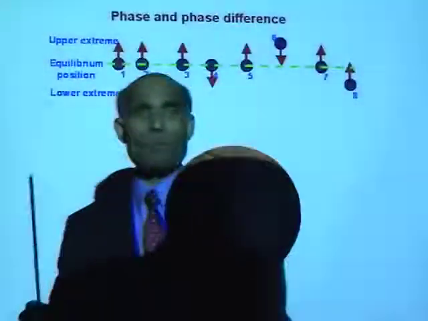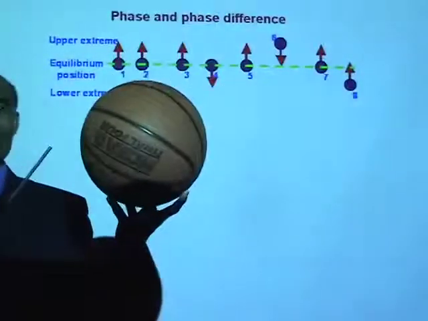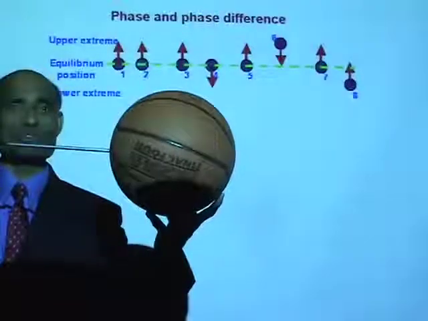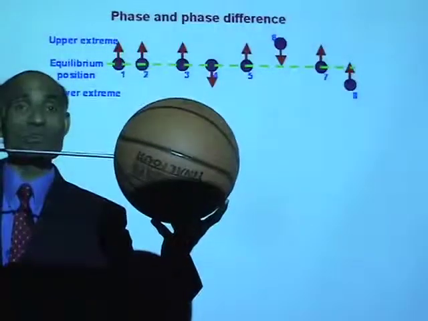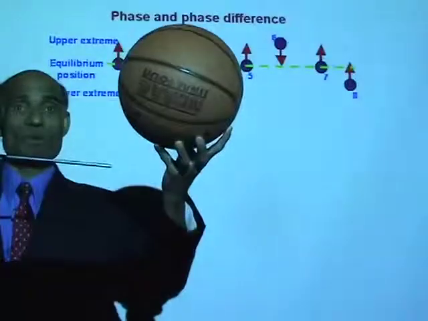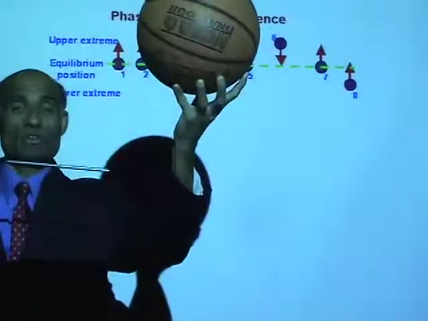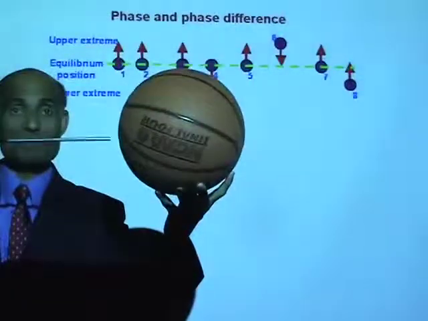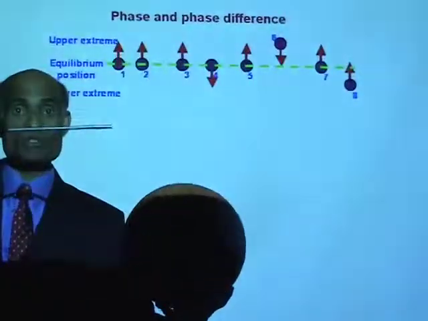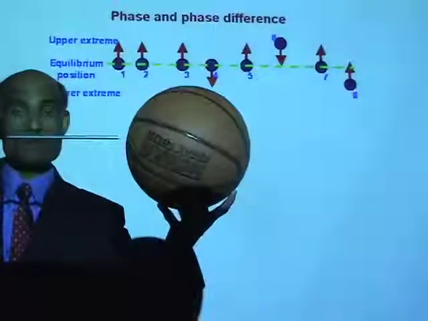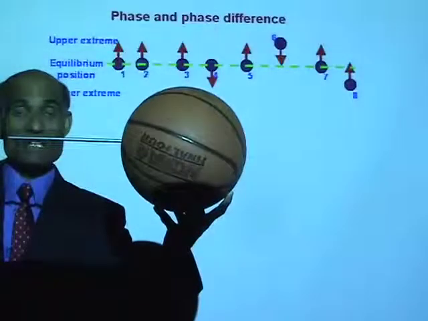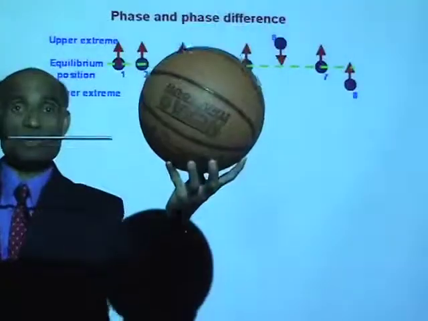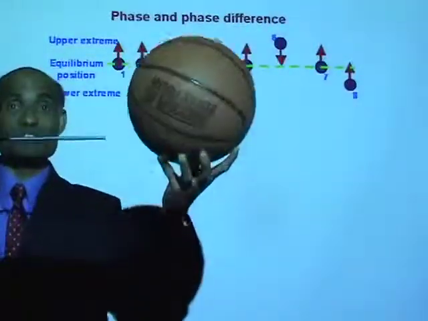Now, here I have a particle, my basketball. If I set it into vibration, I want you to watch some of the terms I'm using. If this is the equilibrium position, it vibrates to an upper extreme. You can see that is the phase of vibration now. Back to the equilibrium, to the lower extreme, back to the equilibrium. That's one vibration. You see, at each phase of vibration, the particle is at different positions.